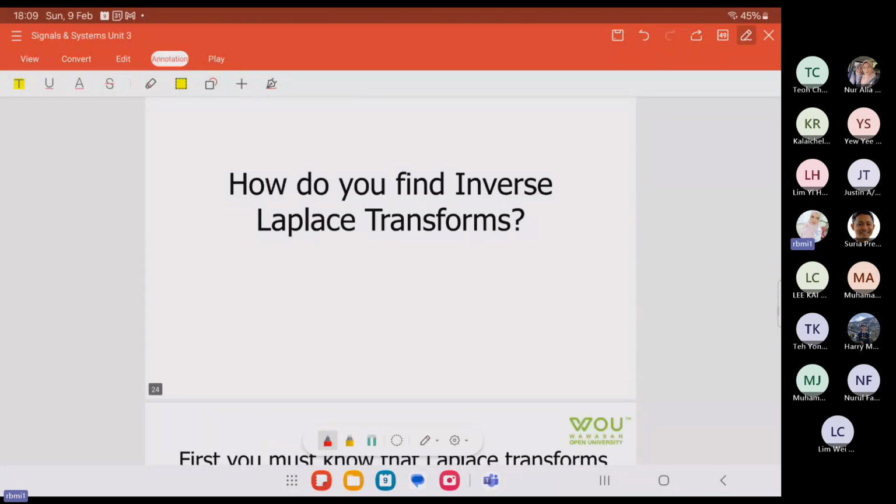Okay, there are two ways. It is either by using the convolution theorem, or the residue theorem.